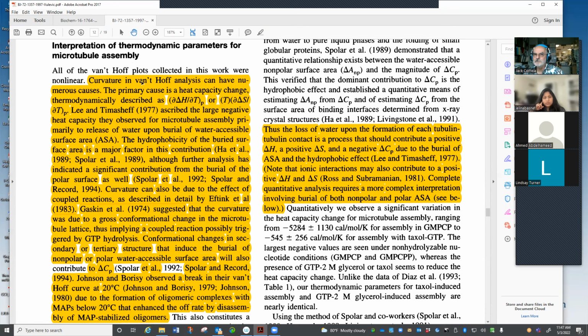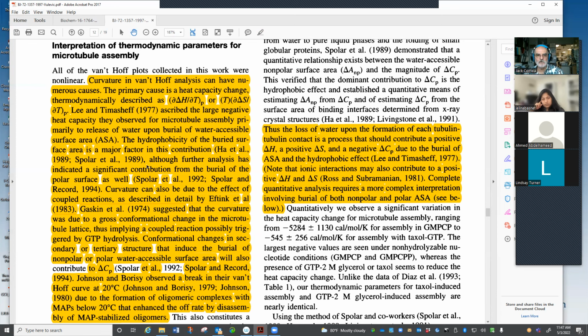Okay. Curvature in a Van't Hoff analysis can have numerous causes. The primary cause is a heat capacity change, thermodynamically described by these derivatives: change in enthalpy with temperature, change in entropy with temperature. Lee and Timasheff ascribed the large negative heat capacity they observed for microtubule assembly to release of water upon burial of water accessible surface area. Okay. Now that's something that I haven't discussed a lot. It's discussed up above. And we should look at that as we go through this. The hydrophobicity of the buried surface area is a major factor in this contribution.